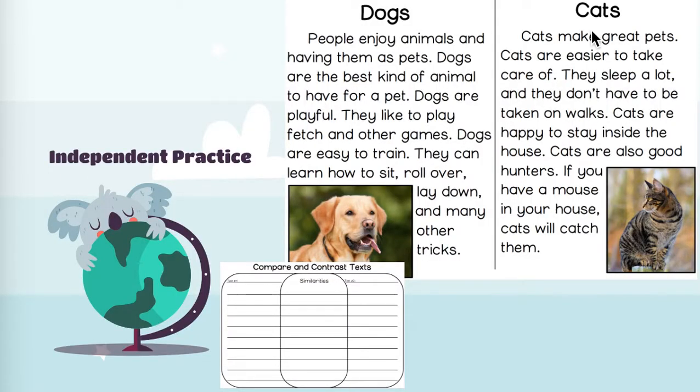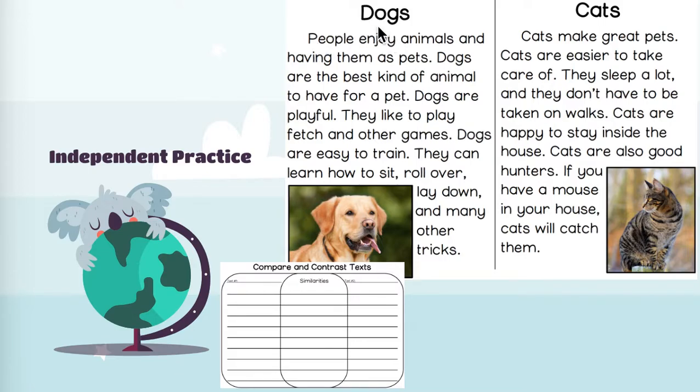Now, this is the text that you will be asked to read to complete the independent practice. Below down here is a Venn diagram, which you will also see to help guide the process of comparing and contrasting these two texts. You are not going to write on the Venn diagram, but you are just going to use this to help you. Let's read these texts together, one at a time. Let's start with the dogs. I do want you to read out loud with me.